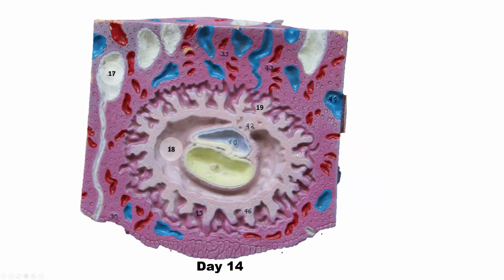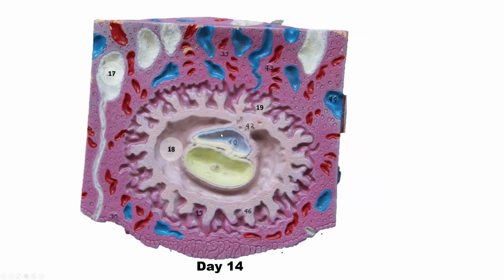Okay, so this is just a different picture. We're at day 14. Again, 17 is our endometrial gland. 18, what is the space around here going to be called? Extra embryonic column. Yeah, it's the blastocele, extra embryonic membranes.